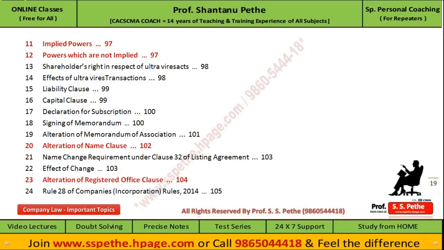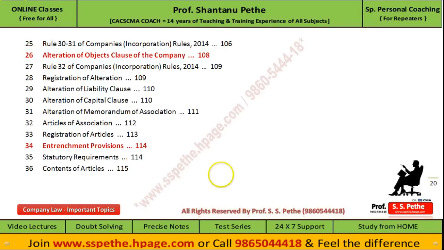Then alteration of name clause is important. Alteration of registered office is very important. There are 4 situations of alteration which you should know. After that, alteration of object clause of the company. And then the most important item of this chapter is the new item, that is entrenchment provision.